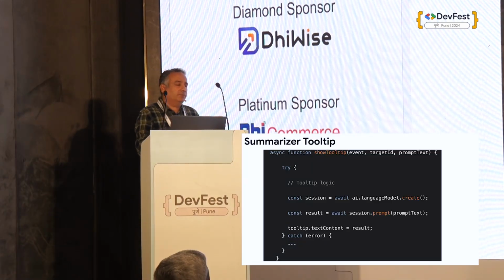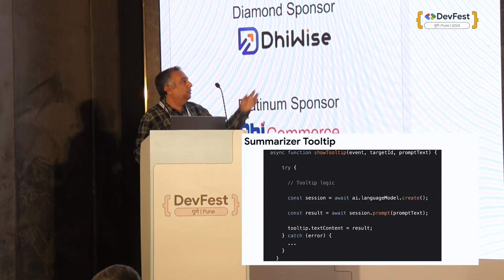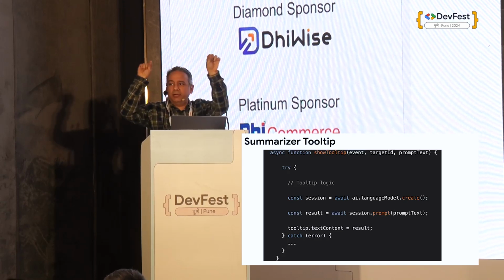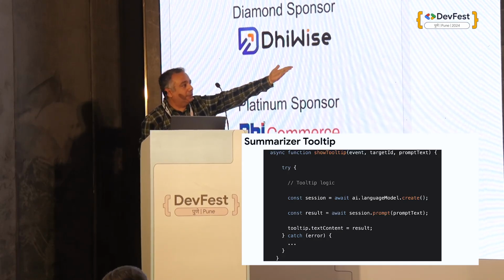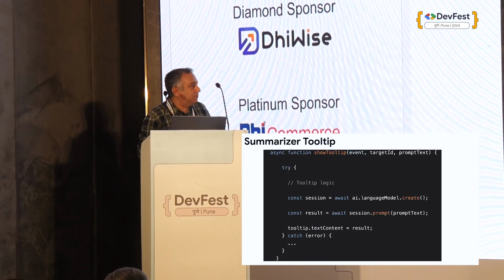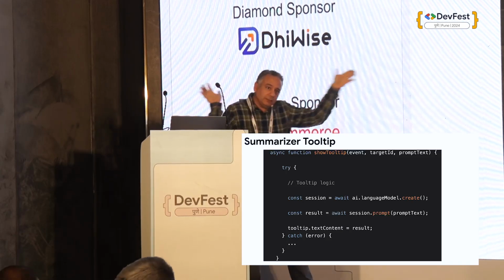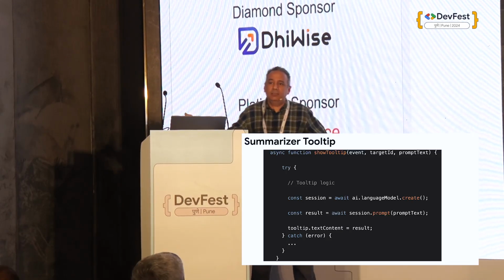Summarizer tooltip, that's precisely what I showed you right now. And the code was as simple as this. As long as you identify which area, the calls are just create the model and prompt it. That's it. And the prompt could be like, summarize this text for me. That's all. And then you show the tooltip.